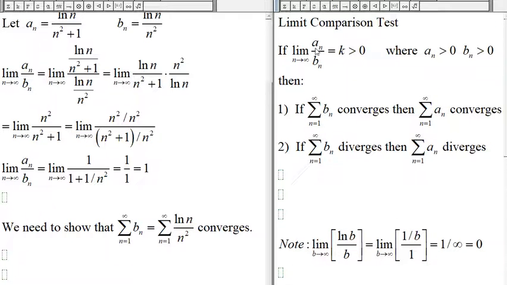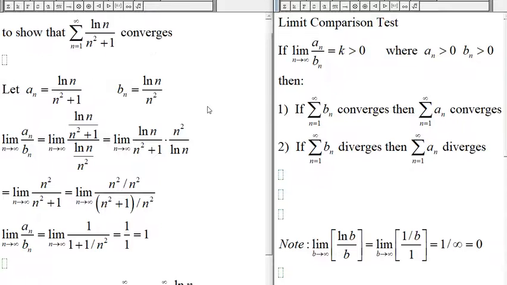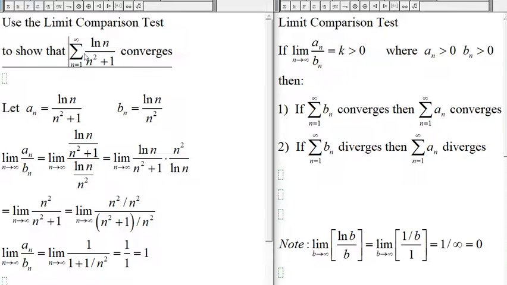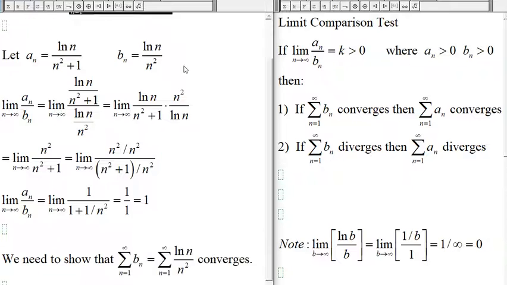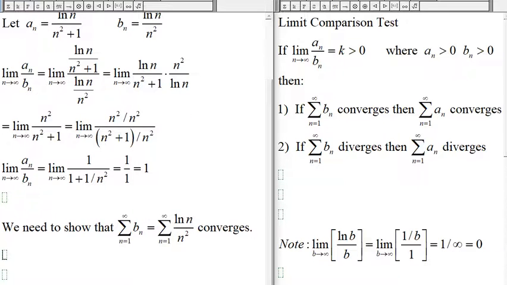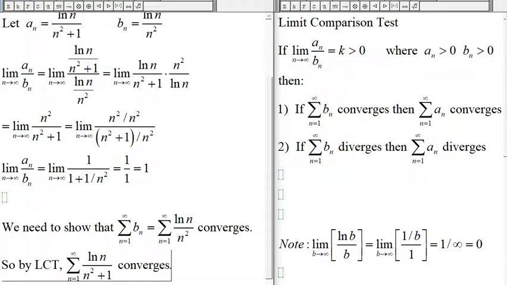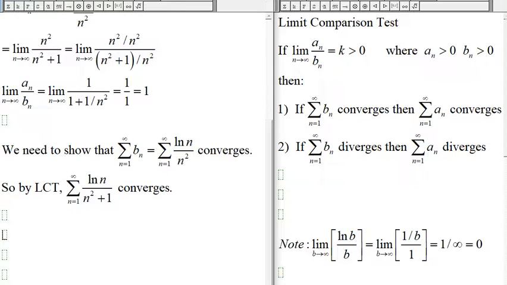And so first, the limit of a sub n over b sub n is equal to a positive number, and then the series b sub n converges. Then we can say that the series a sub n converges. And so by the limit comparison test, the series a sub n converges.